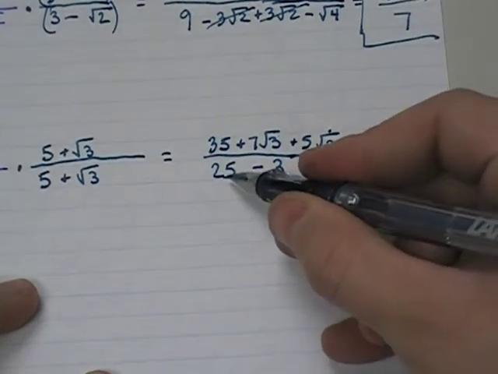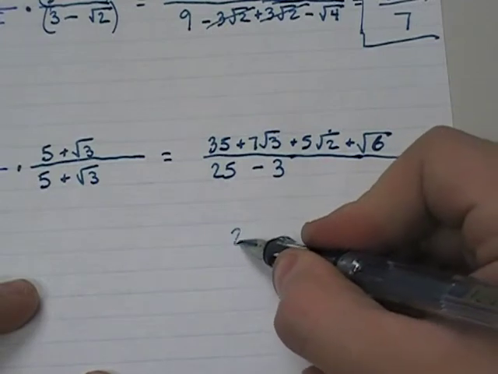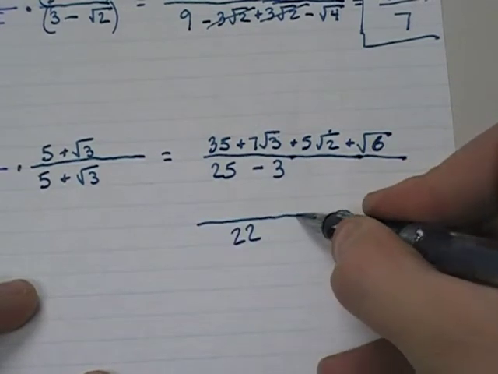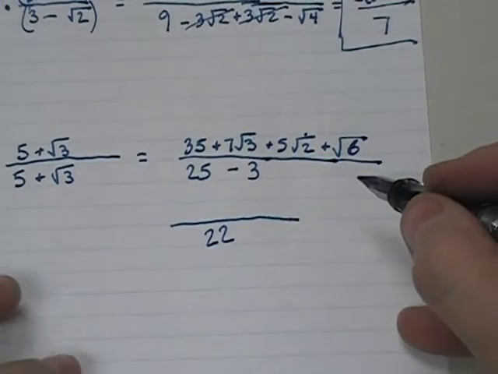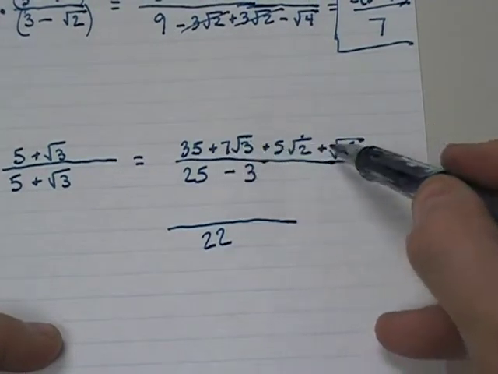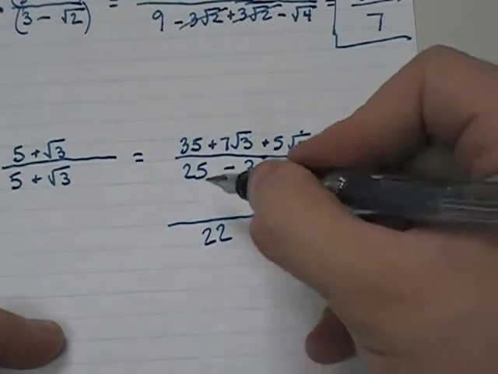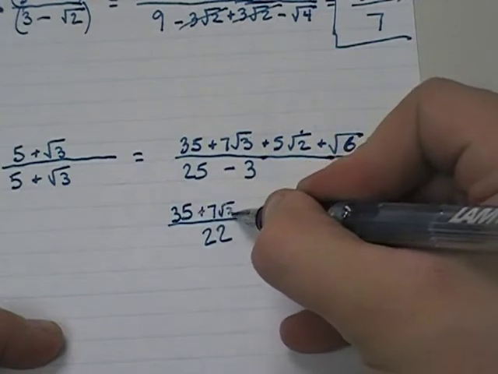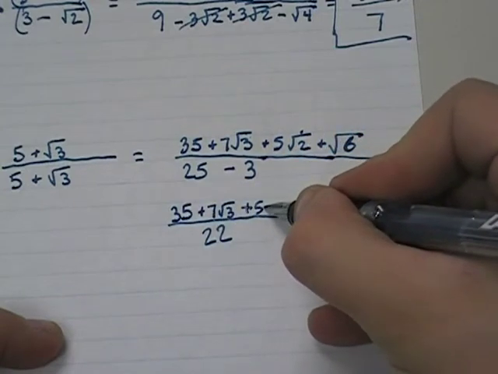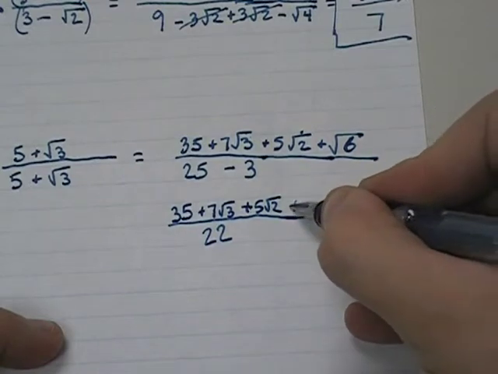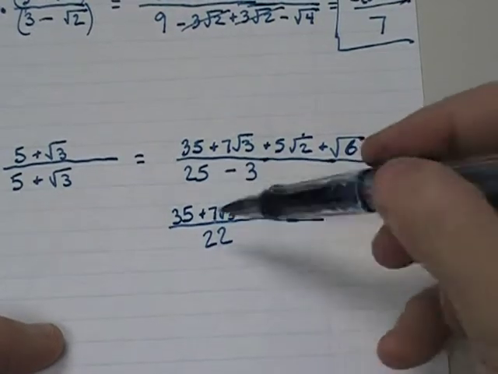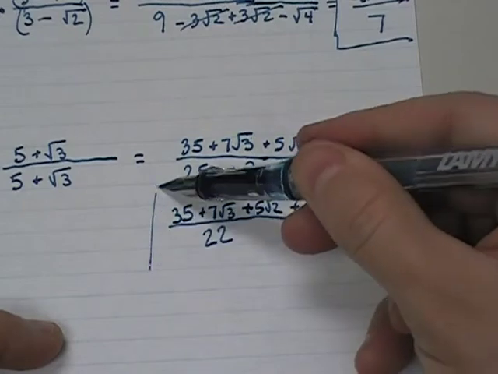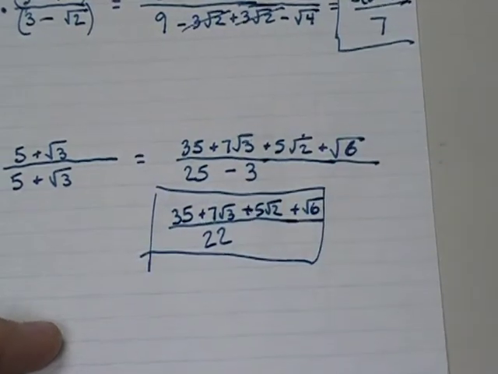So let's simplify. Well, 25 minus 3 is 22. At least the denominator is easy. And then we have 35, 7, 5, and 1. So we have 35 plus 7 root 3 plus 5 root 2 plus root 6. And none of these will simplify, and so that would actually be our solution.